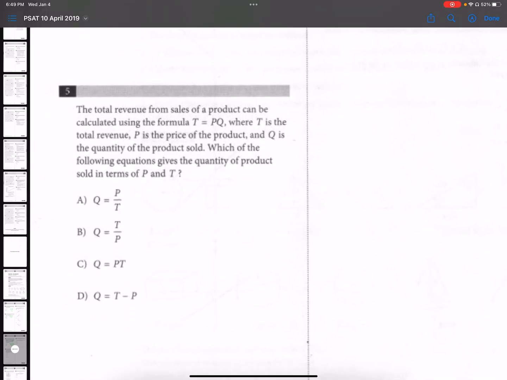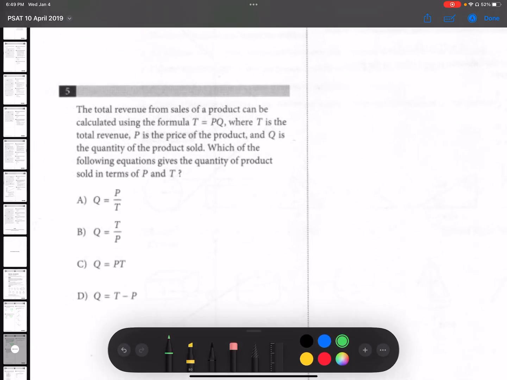Okay, number 5. Total revenue from sales of a product can be calculated using the formula T is equal to PQ, where T is the total revenue, P is the price of the product, and Q is the quantity of the product sold. Which of the following equations gives the quantity of products sold in terms of P and T?